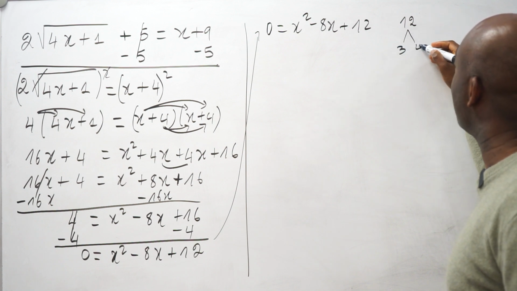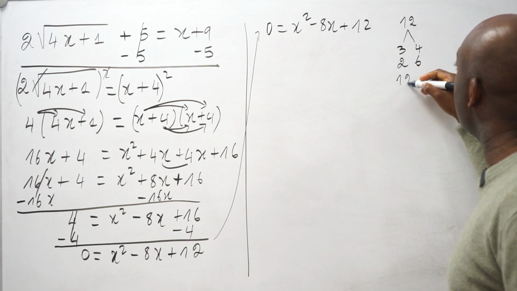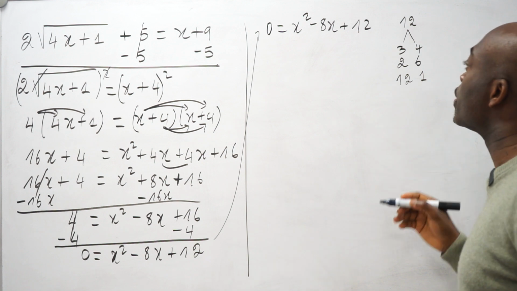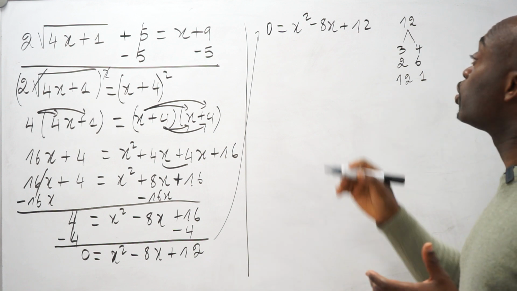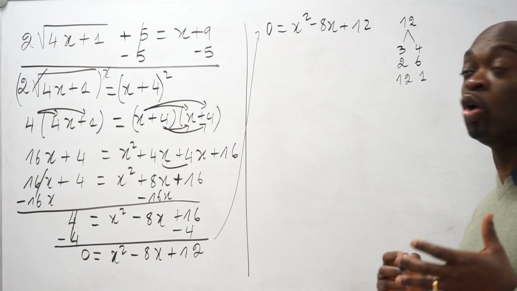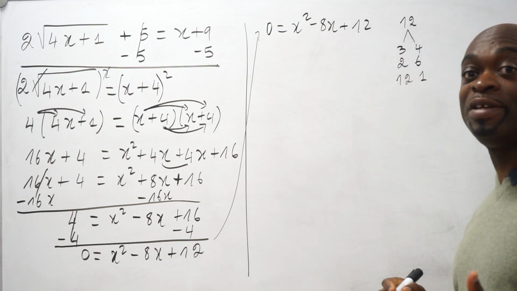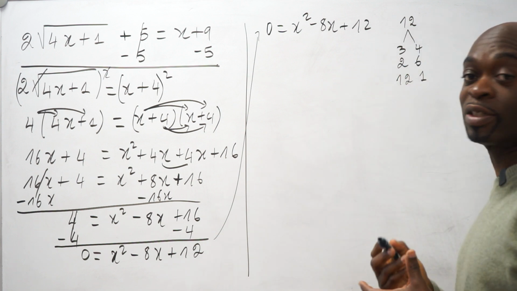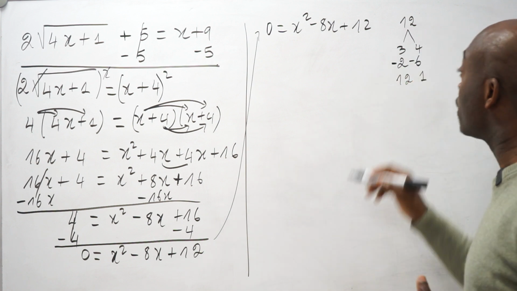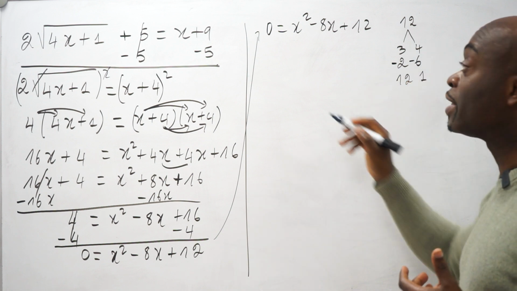We got 3 times 4. We got 2 times 6. We got 12 times 1, for example. So when we look at them, which ones add up to give you negative 8? By now, if you have been working on factoring these kinds of problems using the AC method, you should be able to just get it, because in this case it's -2 and -6. Why? Because -2 times -6 is +12, and -2 plus -6 gives you -8.